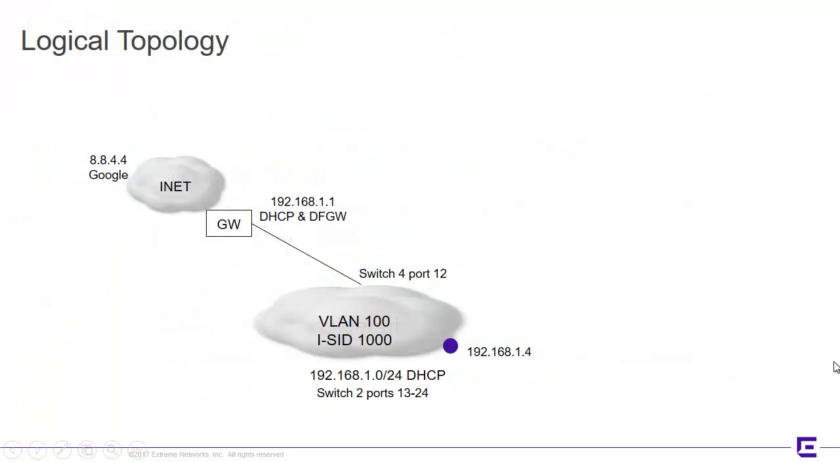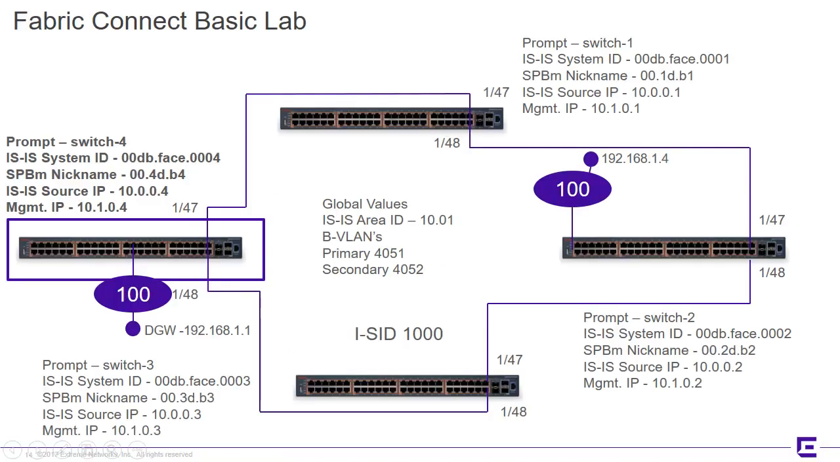So this is a look at the logical topology. We are in a VLAN called VLAN 100, and the ISID is ISID 1000. It takes us one place, and that's a DHCP service, a default gateway, which brings us out to the internet. We're going to run a traceroute out to Google, 8.8.4.4, and then we'll utilize path diagnostics to show how we're traversing the actual fabric, which is ISID 1000. So that's what we're going to do in this exercise.